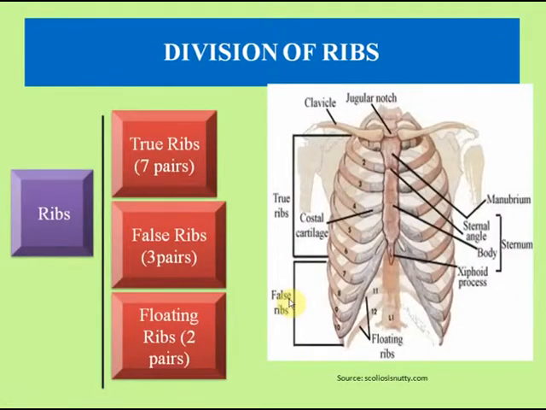Now division of ribs. These are ribs. Ribs are divided into 3 parts. True ribs are 7 in number, false ribs are 3 in number, and floating ribs are 2 in pairs.